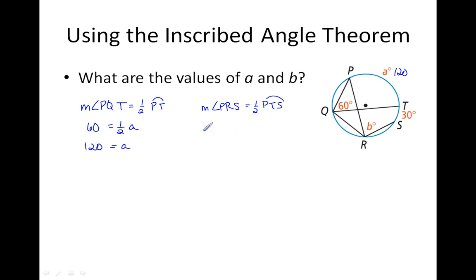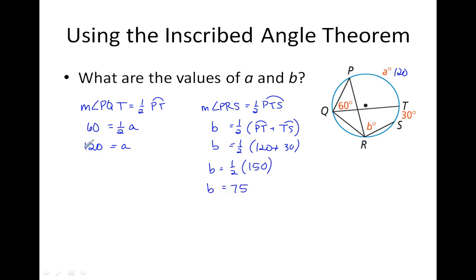Now, the measure of PRS, that's B, and arc PTS is actually made up of arc PT and arc TS, and we actually have both of those measurements. So it's 1/2 of PT, which is 120, plus TS, which is 30. So B is 1/2 of 150, and half of 150 is 75. So A is 120, B is 75.